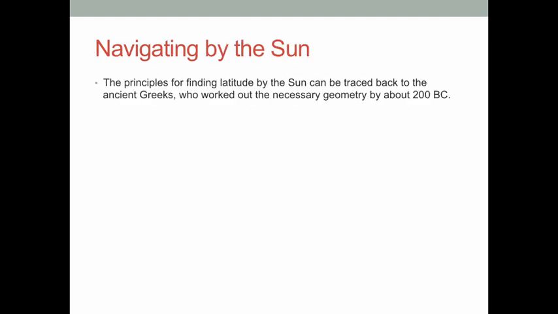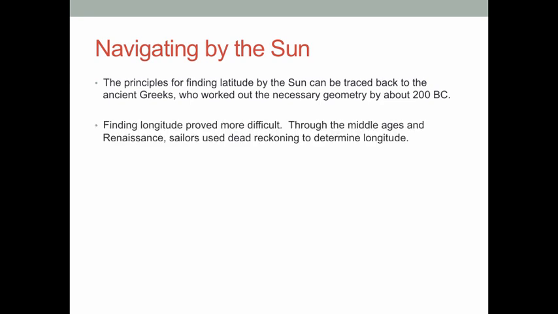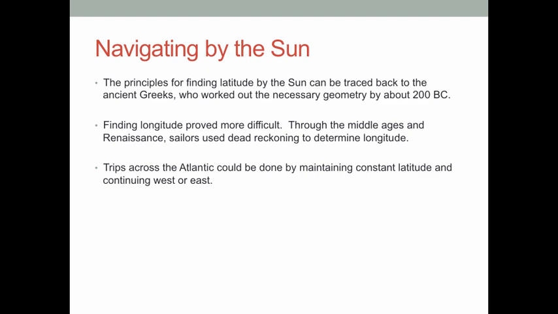So the principles for finding latitude by the sun can be traced back to the ancient Greeks, who worked out the necessary geometry by about 200 BC. Finding longitude proved much more difficult. Through the Middle Ages and the Renaissance, sailors used dead reckoning to determine longitude. So trips across the Atlantic could be done by maintaining constant latitude and just continuing west or east.